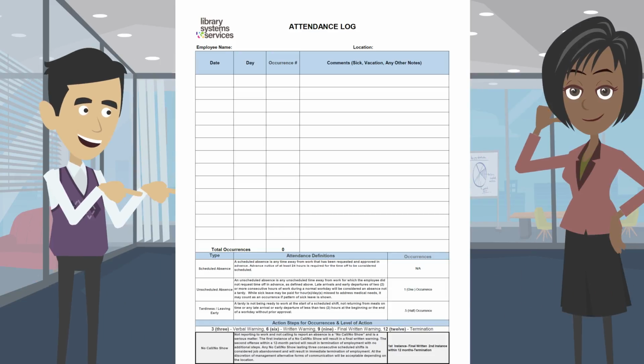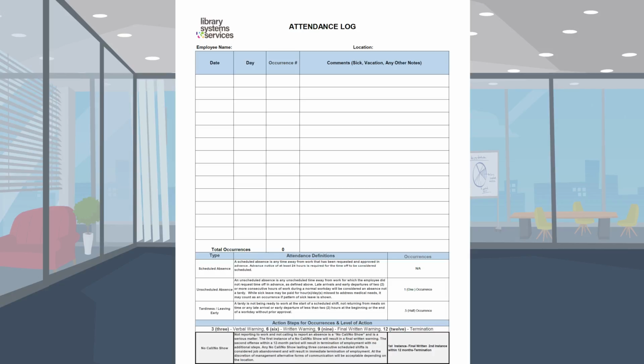An attendance log can help you track points and occurrences. This form is located on the intranet at Inside LS&S. When you have reached your first 3 points or occurrences, please contact the Human Resources Department for further instruction.